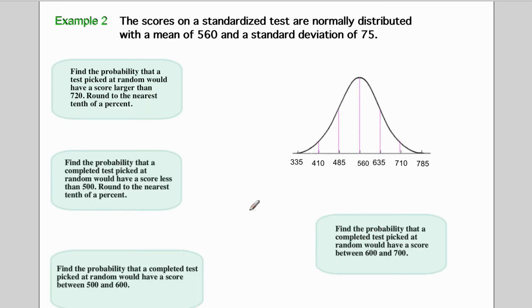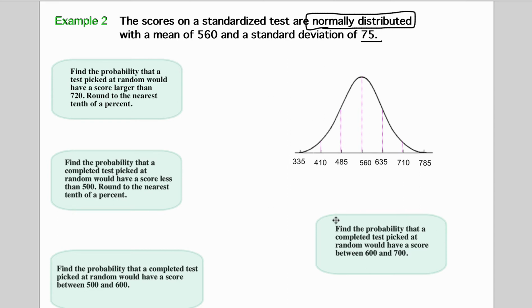So we can run through these really quickly. Here we are with the standardized test again. Normally distributed, so we know we're on a bell curve, with a mean of 560 and a standard deviation this time of 75. Yesterday we did kind of the same thing, but we had a standard deviation of 80. So I've already made my bell curve here. I always like to draw my bell curve. You don't have to, but I love the visual.